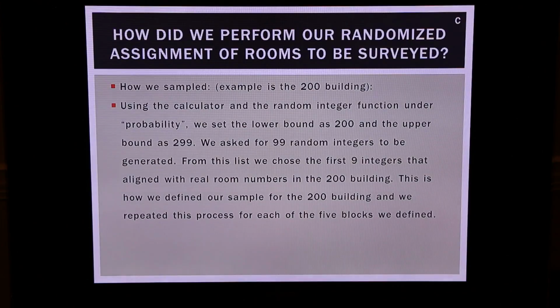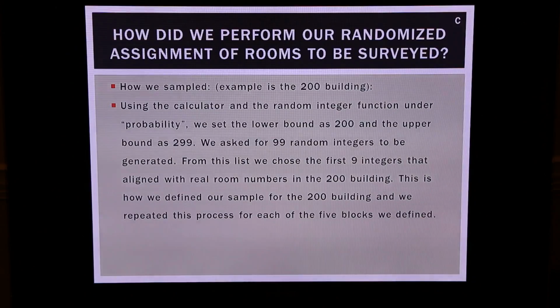How did we perform our randomized assignment of rooms to be surveyed? We're going to look at an example of the 200 building, and this is the same process that we performed for each of the buildings. Using the calculator and the random integer function under probability, we set the lower bound as 200 and the upper bound as 299 to catch all of the rooms within the 200 building.